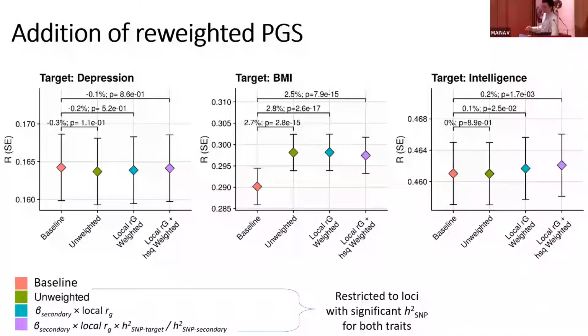For intelligence, there was a small but statistically significant improvement in prediction, and that only became statistically significant when accounting for local genetic correlations. But then for depression, the improvement was roughly the same, possibly slightly worse, and this is likely due to the low variance explained of many of the polygenic scores included in the model, and it looks like it's led to some kind of overfitting. So including all of these polygenic scores has reduced the prediction of depression in this case.